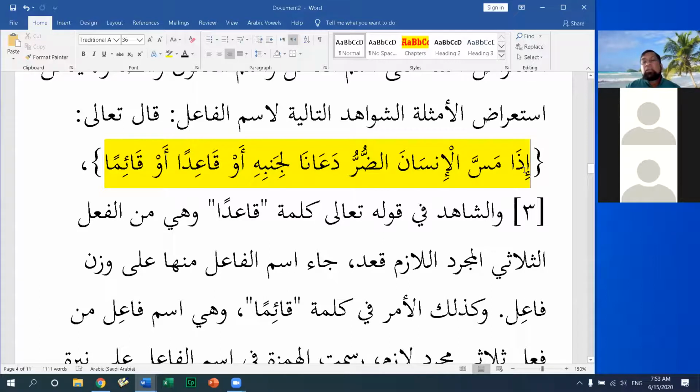Allah says, إذا مس الإنسان الضر دعانا لجنبه أو قاعدا أو قائما. The point from this ayah is قاعدا, ism al-fa'il from قعد. قاعدا means sitting. أو قائما, ism al-fa'il from قام يقوم. قائم is ism al-fa'il, and here it's mansub, that's why it's قاعدا أو قائما. So that's ism al-fa'il from قعد and قام.